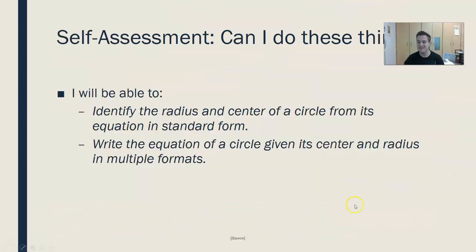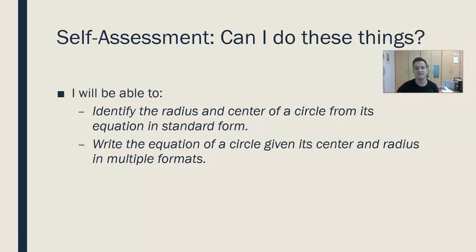Okay, and that's all I've got for you in this lesson. Hopefully now you're able to identify the radius and center of a circle from its equation in standard form, the h and k values and the r value. And hopefully you're able to write the equation of a circle given its center and its radius, whether I give you the center and the radius straight out, or if I give you a picture of a circle and have you identify the center and the radius.